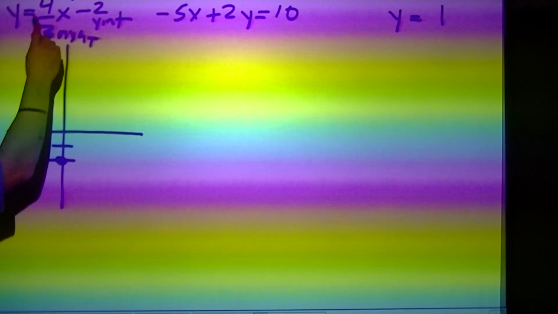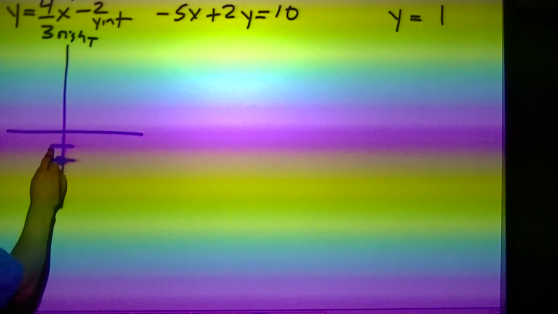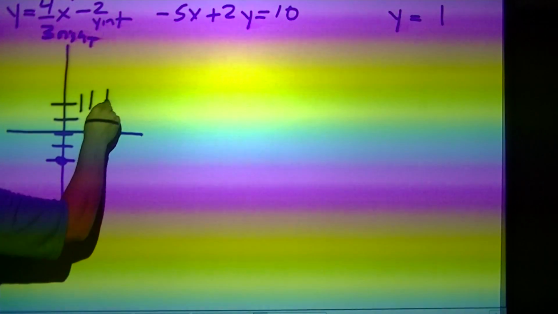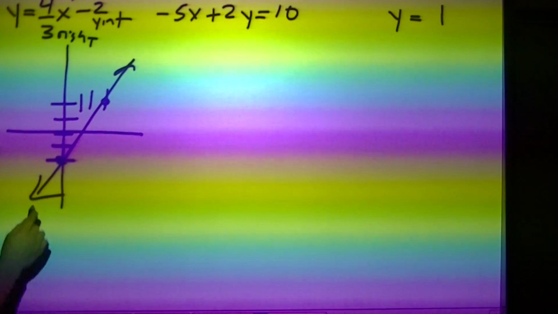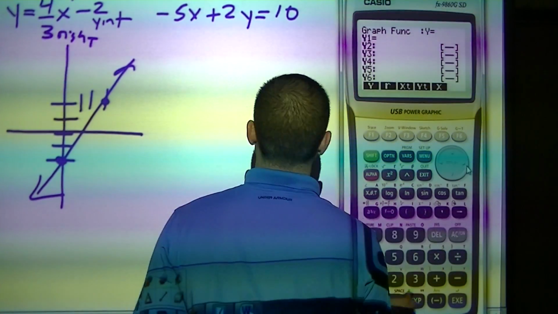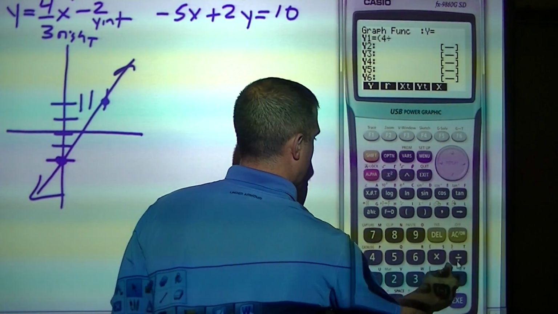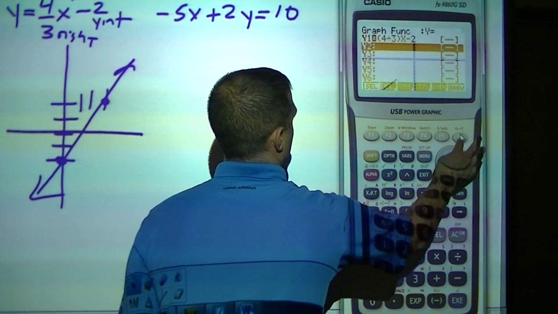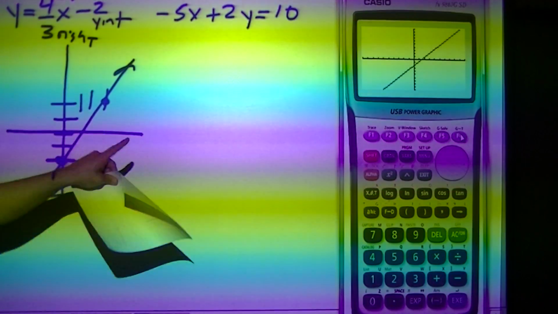This is up, and this is to the right. The reason I'm going up is it's positive, so up 4 from this point. 1, 2, 3, and 4. Right 3. Boom, there's my line. If I like to check that, all right, 4/3, parentheses 4 divided by 3, x minus 2, draw. And that looks like my line.